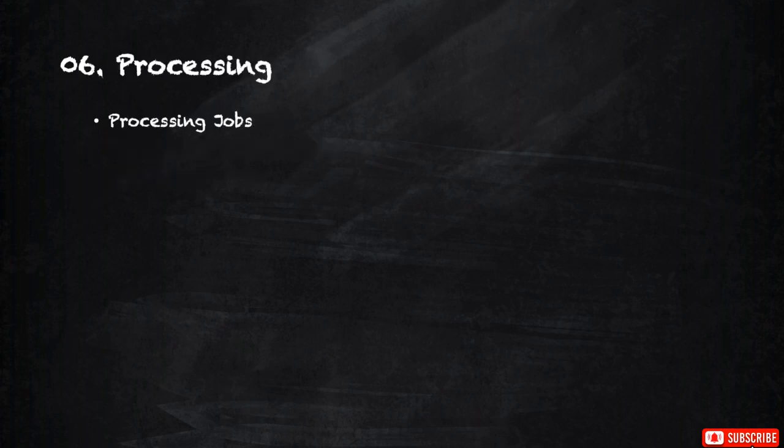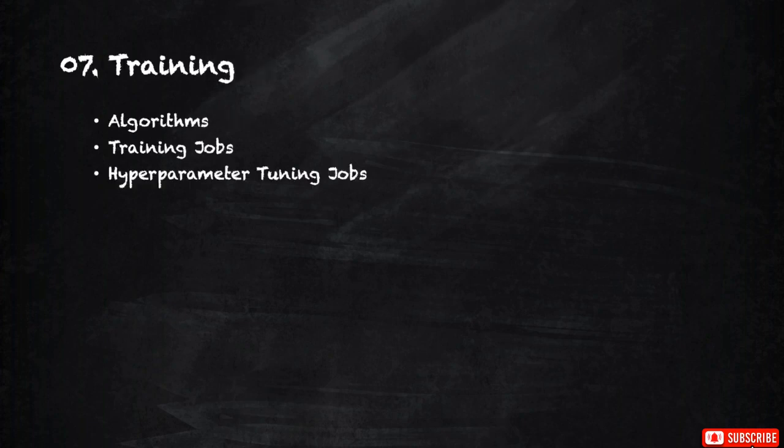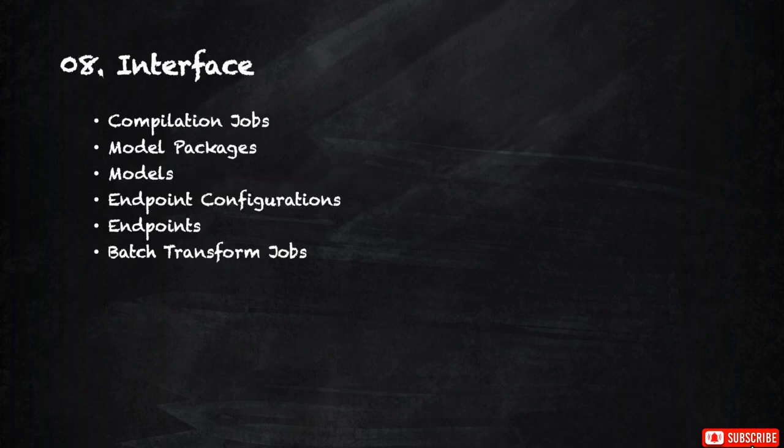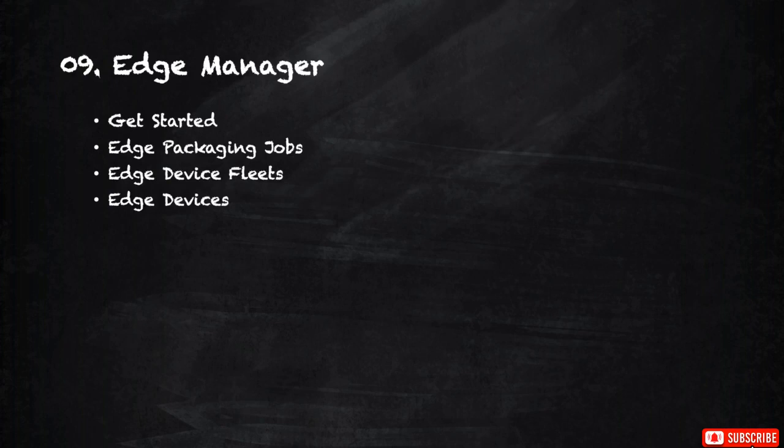In section 6, we're going to talk about processing, so processing jobs. In section 7, we're going to talk about training, so algorithms, training jobs, and hyperparameter tuning jobs. In section 8, we're going to talk about inference, so compilation jobs, model packages, models, endpoint configurations, endpoints, and batch transform jobs. In section 9, Edge Manager, so get started, edge packaging jobs, edge device fleets, and then edge devices.